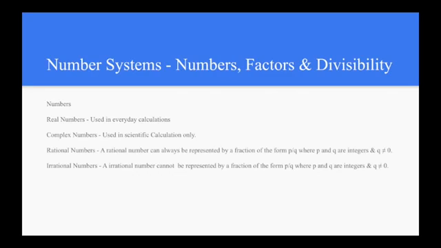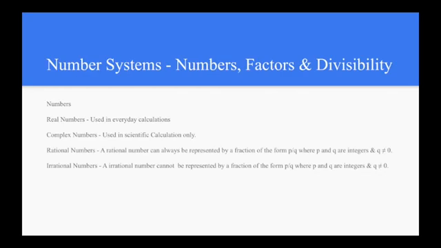Rational numbers are those numbers which can be written in the form of p by q, where p is a number, q is a number, and q is not equal to 0. If a number can be written in the form of p by q, then it is a rational number. For example, 5 is a rational number because 5 can be written as 5 divided by 1. Similarly, 2 by 3 is a rational number, 5 by 7 is a rational number, minus 7 by 6 is a rational number. Now, what do you mean by irrational number?